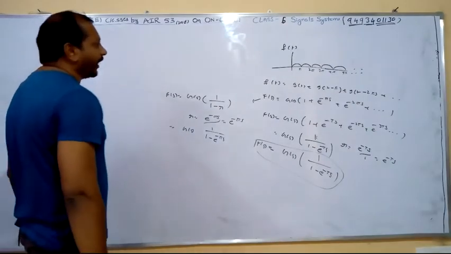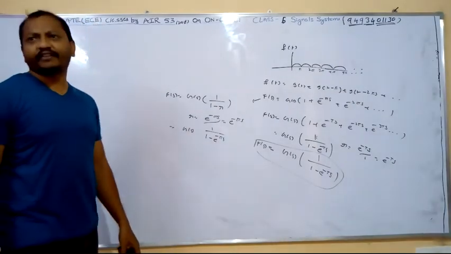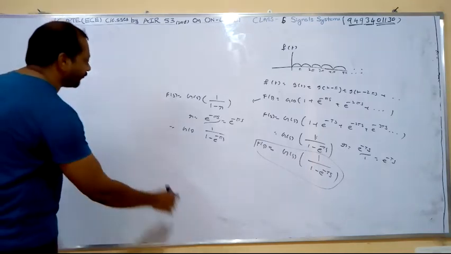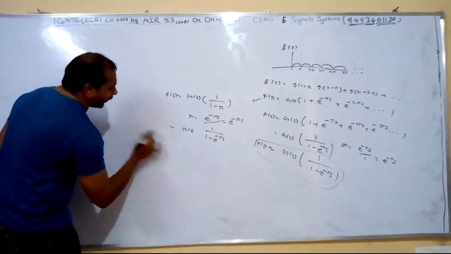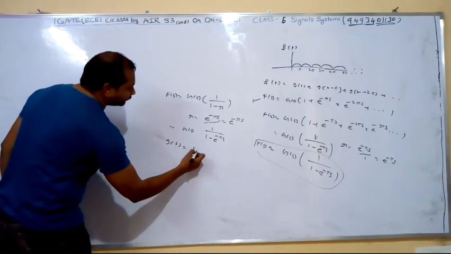G of s we have already calculated, right? What is the G of s? The G of s is simply sin t multiplied with the pulse, that is g of t equal to sin t multiplied with your pulse.